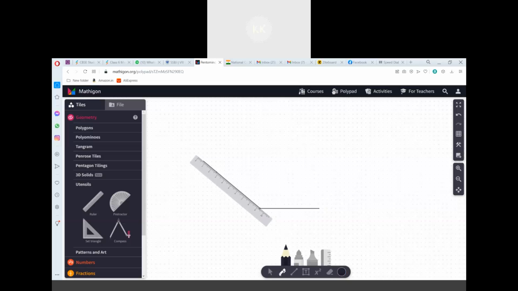This is 140 degree angle. So let me write it here. Angle formed is 140 degree.